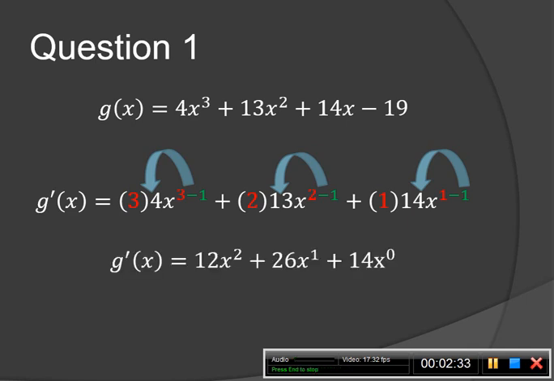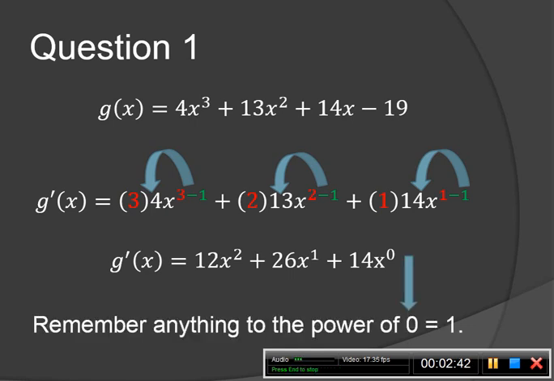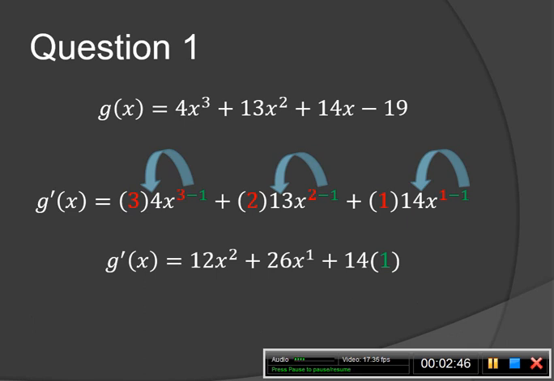g dash x is equal to 12x squared plus 26x to the power of 1 plus 14x to the power of 0. Remember, anything to the power of 0 is equal to 1. So we get g dash x equal to 12x squared plus 26x to the power of 1 plus 14 by 1. So g dash x equals 12x squared plus 26x plus 14.